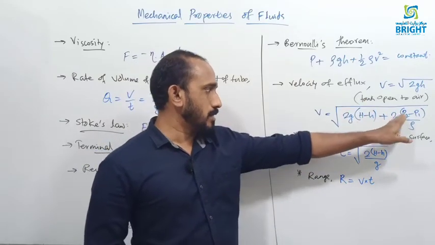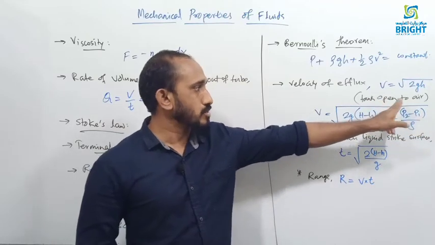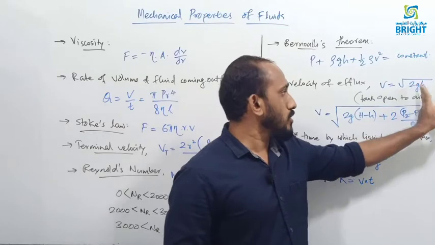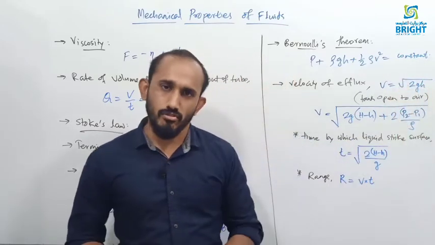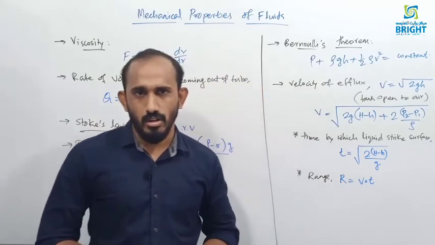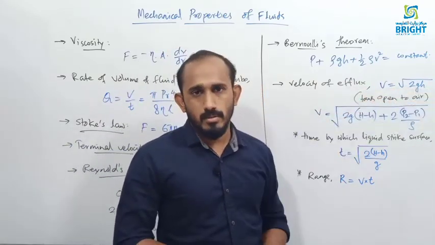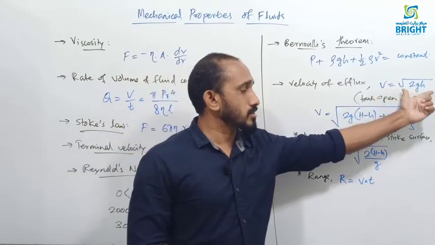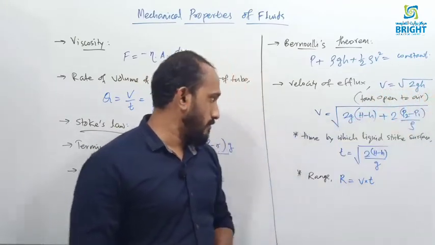If it is negligible, if the tank is open to air, then P2 minus P1 will be equal, and root 2gh will be the equation for V. It's just like free fall, the final velocity of a body under free fall, V is equal to root 2gh. So for water efflux, if the tank is open to air, then V is equal to root 2gh. That is the equation we can have.